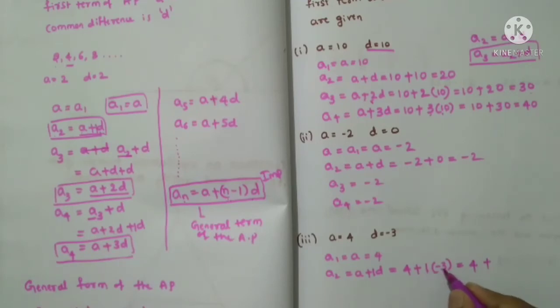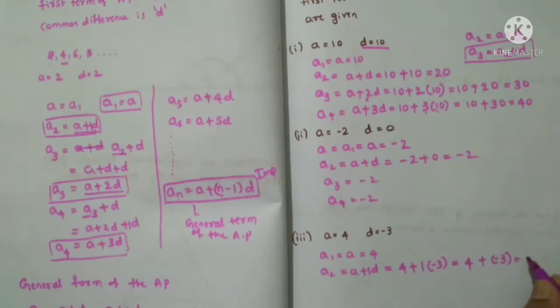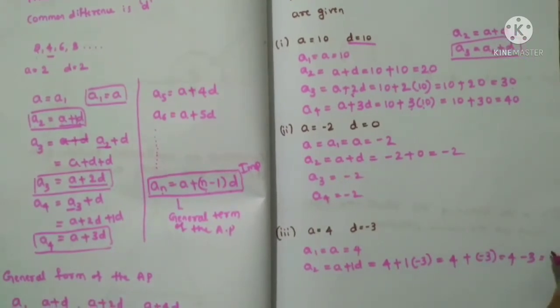So here 1 into minus 3 is minus 3. In the bracket I will write it. Don't write without bracket here if it is minus. Now see, 4 as it is I am writing, plus into minus is minus 3. So 4 minus 3 is 1. Okay, this is the A2.